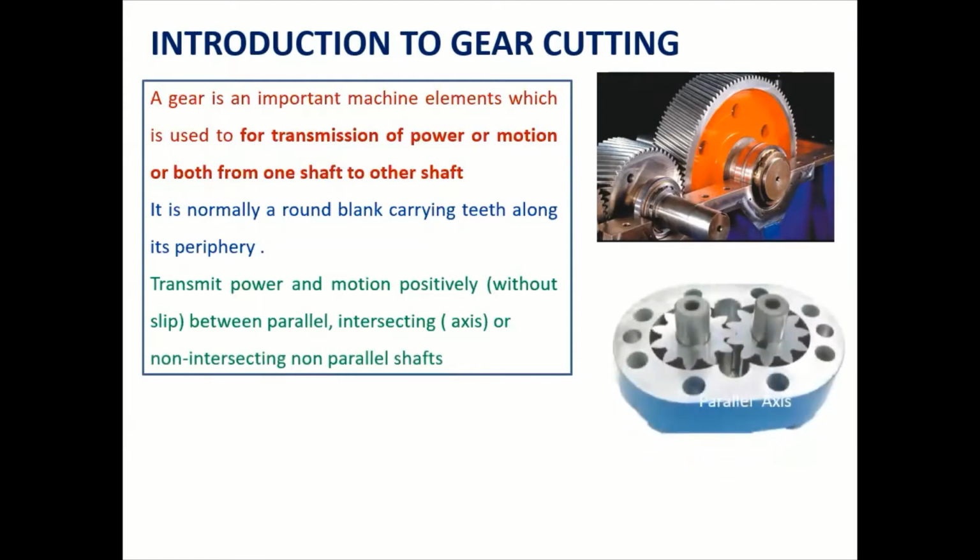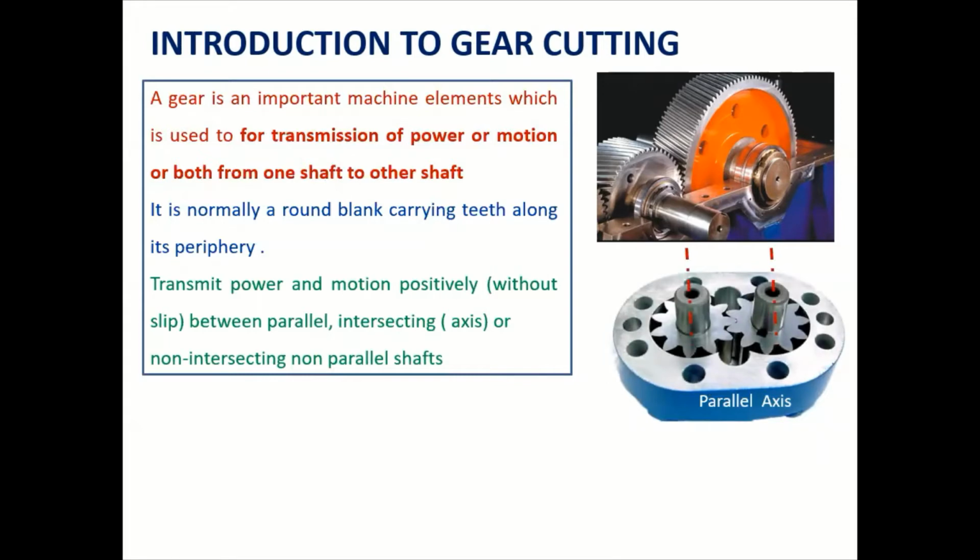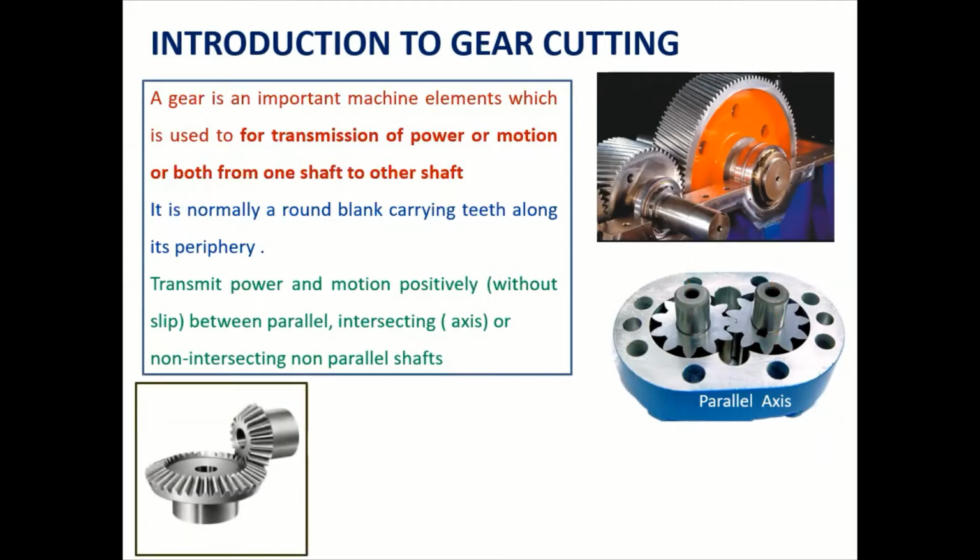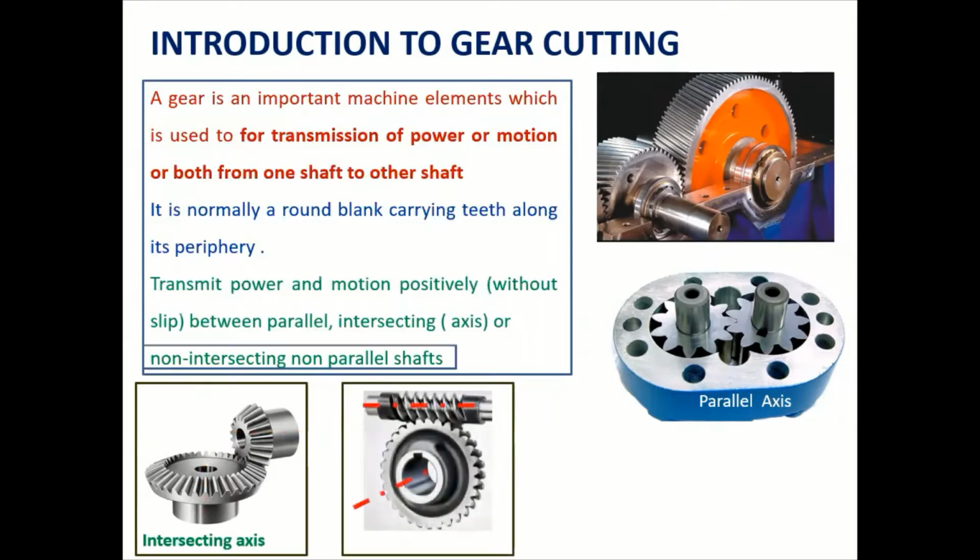So I will show you in this diagram. This is where we transmit the power between two parallel shafts. Second, here I'm showing the intersecting axes. So we can transmit the power at 90 degrees, so both the axes in this case are at 90 degrees to each other. And the third one is non-intersecting and non-parallel. So here this is the worm and worm wheel. The axis of the wheel and the axis of the shaft are non-parallel and non-intersecting with each other.